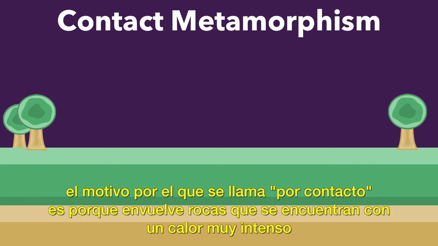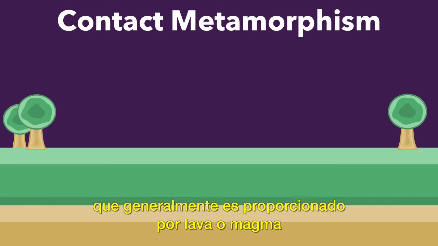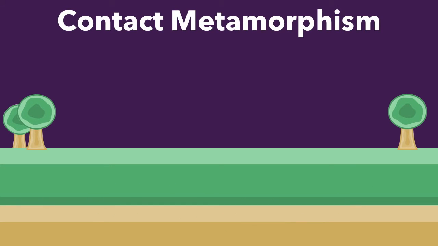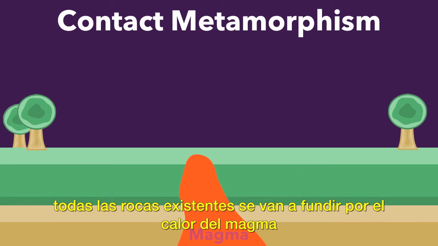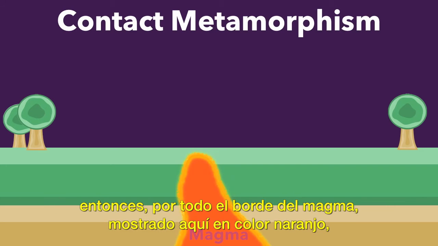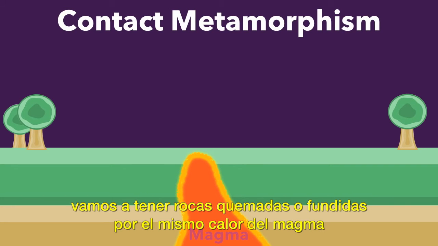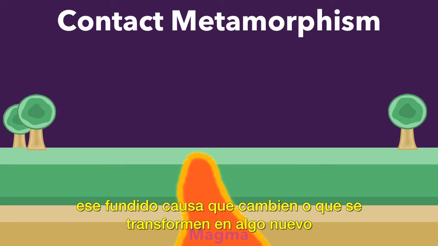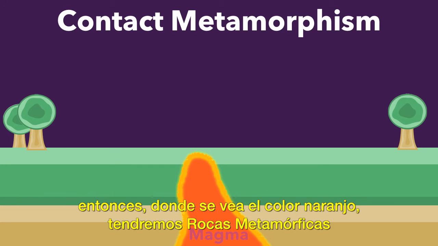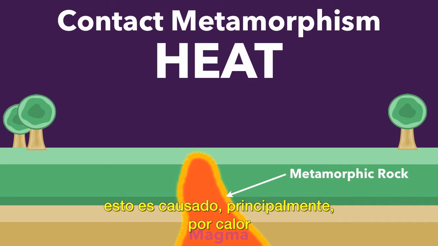The reason it's called contact is because it involves existing rocks coming into contact with really intense heat, which is generally provided by lava or magma. So imagine that one day an intrusion of magma forces its way up through these layers of rock. Now, all of the existing rock is going to be burned by the heat of the magma. So all along the edge of this magma, shown here in orange, you're going to have rocks that have been burned by the heat of the magma. That burning causes them to change or metamorphosize into something new. So anywhere you see the orange, you're going to have some metamorphic rock. This is caused primarily by heat.